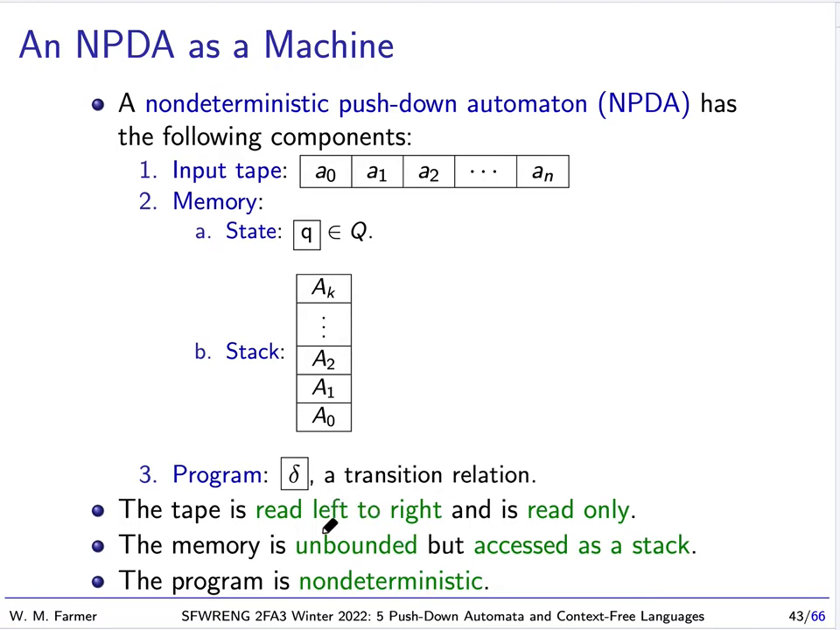So this tape we read it left to right. It's read-only. The memory is unbounded but accessed as a stack, and the program is non-deterministic. So this is very much, as a machine, an NPDA is very much like an NFA, except we have the stack, and it's unbounded, but we access it in the stack-like way.